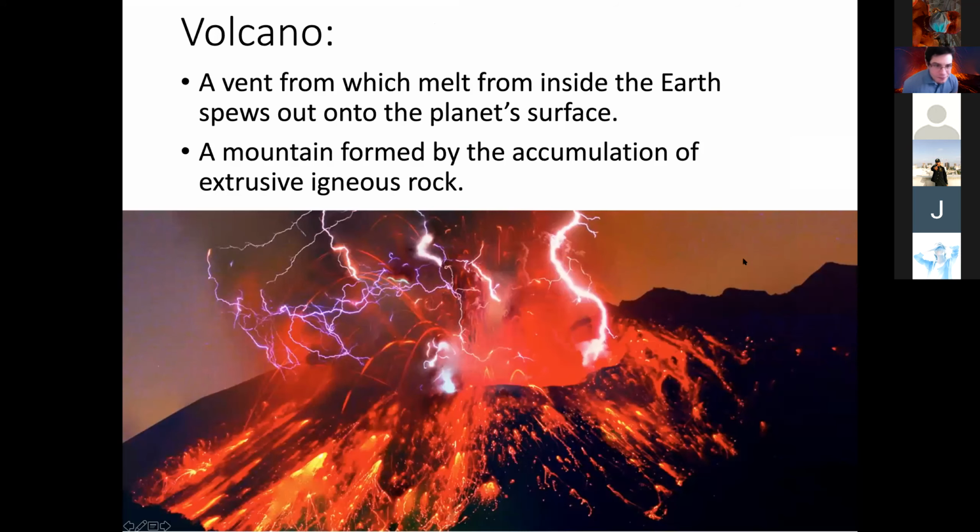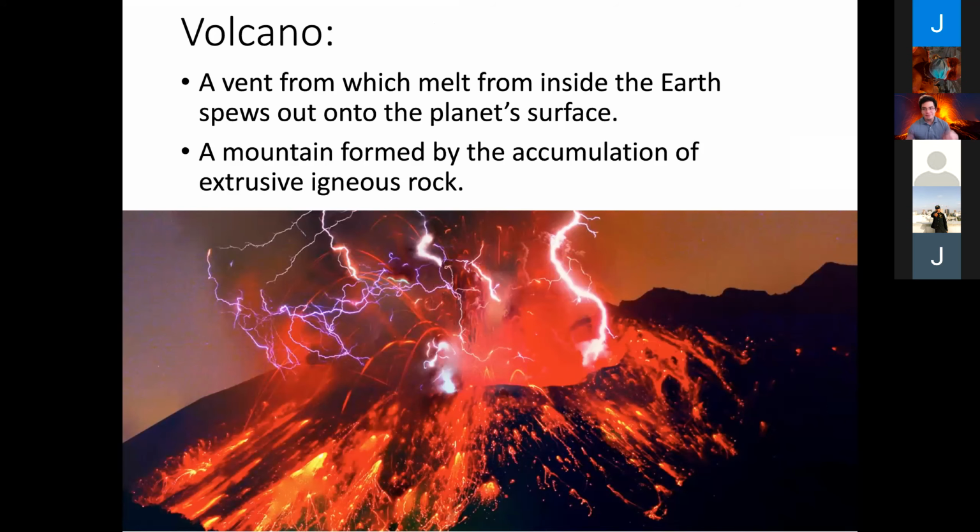So a volcano, I feel like that's one of those things that we can all sort of picture, right? When I say volcano, how many of you picture a pointy mountain spewing fire? I see a raised hand. Yeah, it's a pretty common conception of what a volcano is.